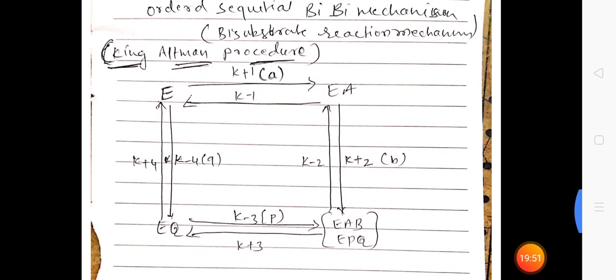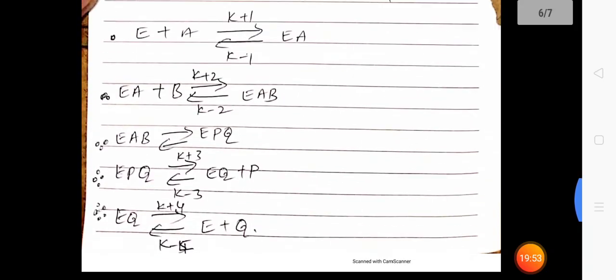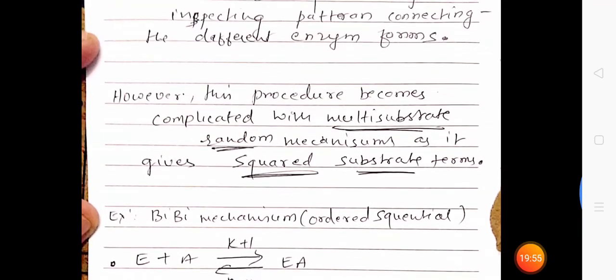So this procedure becomes very complicated with multi-substrate random mechanism. For an ordered mechanism it is very easy to write down this pattern, but for a random mechanism it is very difficult to write this procedure for any sequential random mechanism by the King-Altman procedure.